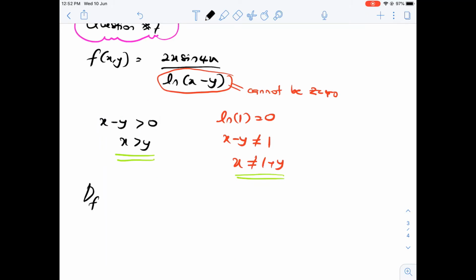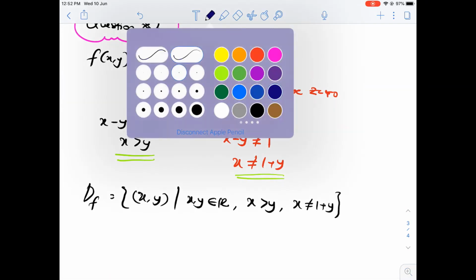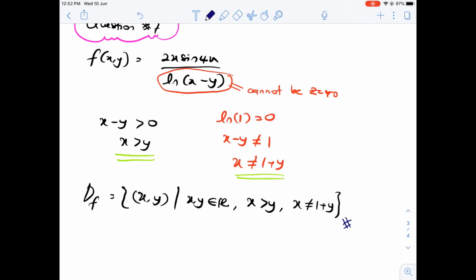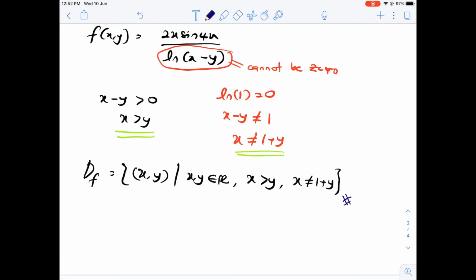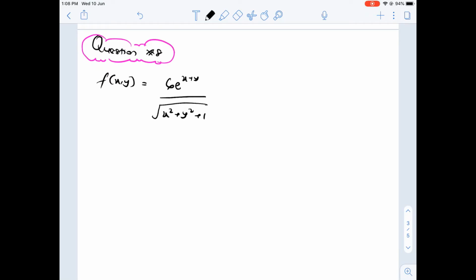Domain of f: (x,y) such that x and y are elements of the real numbers, but x must be greater than y and x cannot be equal to 1 plus y, or x minus y cannot be equal to 1, either one. Okay, so that's it. We have two conditions here. Now let's take a look at question number 8.